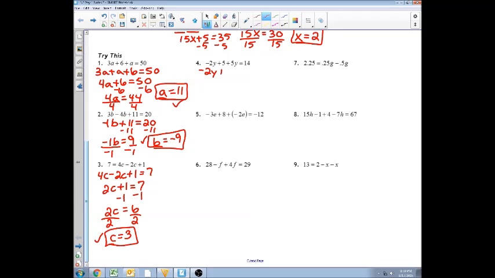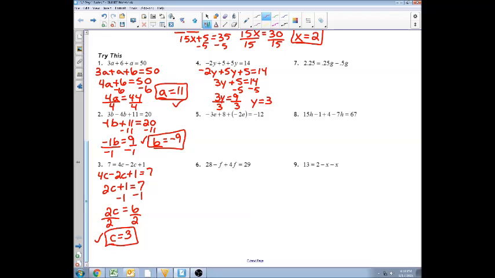So negative 2y plus 5y plus 5 would equal 14. Negative 2y plus 5y would get me 3y plus 5 would equal 14. Now I need to subtract my 5's. 3y would equal 9. Divide by 3, divide by 3. Y would equal positive 3.